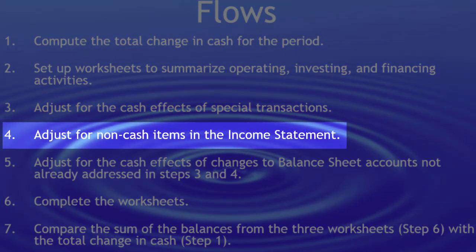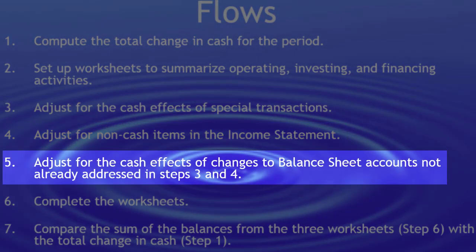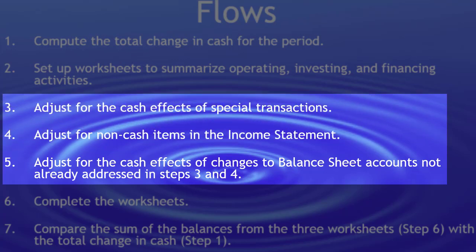Step number 4 is to adjust for the non-cash items that are on the income statement. We want to get those non-cash items out of there. Step 5 is to adjust for the cash effects of changes to balance sheet accounts. So we're still looking at, did the asset go up or down? What happened to cash? Did the liability go up and raise cash as well? We're still looking at that. We're just going to do it in more detail, taking into account the special transactions from step 3 and the non-cash effects from step 4. So we're looking at it in a lot more detail and a lot more carefully.